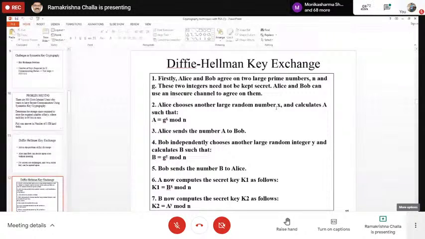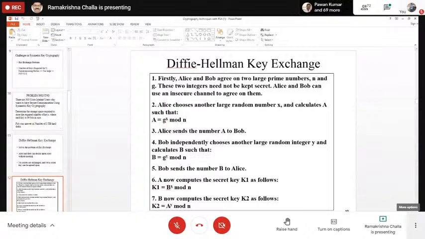N and G are the same, right? How large a prime number? As large as possible, so that your communication is not hacked. N is large, G is large, X is also large, and then Alice calculates A. So A is what? Alice's number, right? A is calculated as G to the power of X mod N.